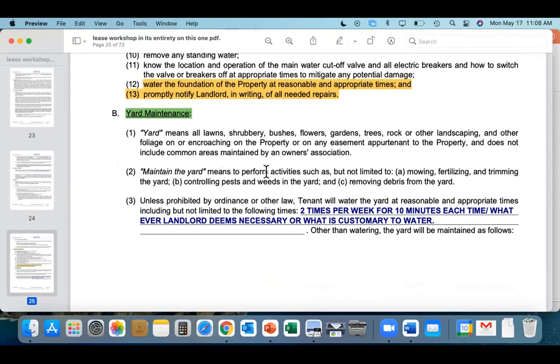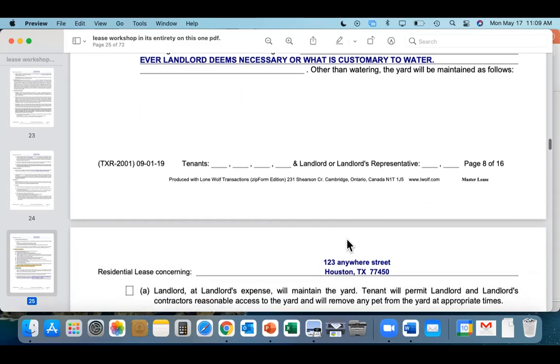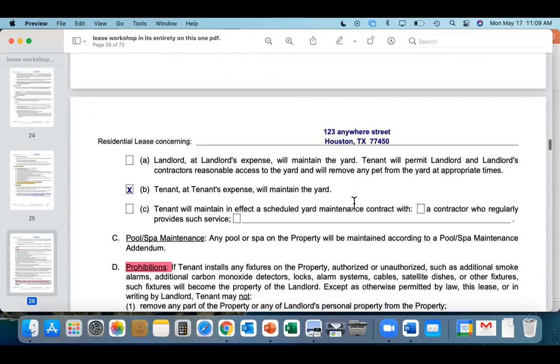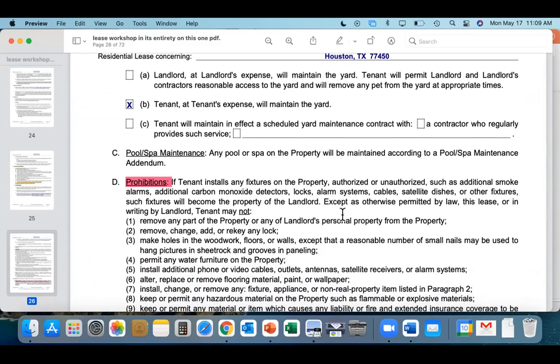Yard maintenance. If the landlord wants to specifically talk about watering, because watering here is an issue in Houston, this is where he would put it in there. I want my lawn watered 2 times a week or for 20 minutes a week or whatever the case may be. It's also an issue watering here because of our foundations and our soil. And then this section will dictate who's going to maintain what. Typically, it's at the tenant's expense to maintain the yard. That is customary.